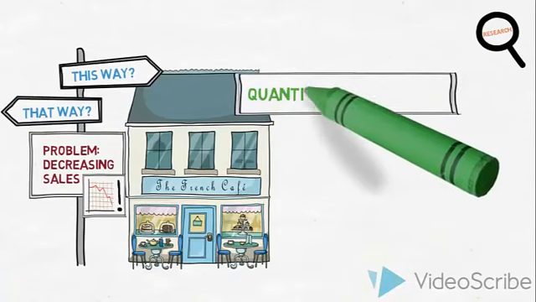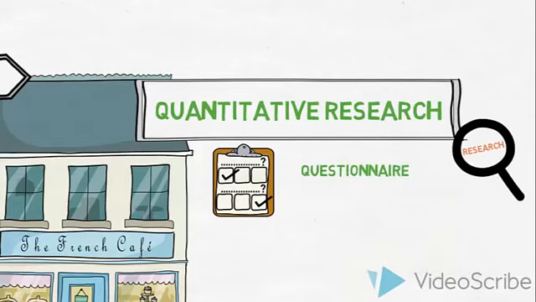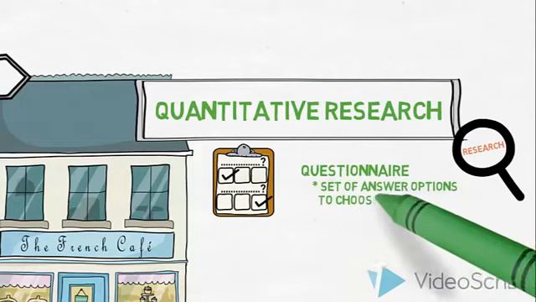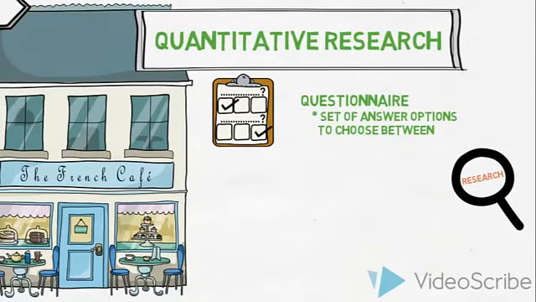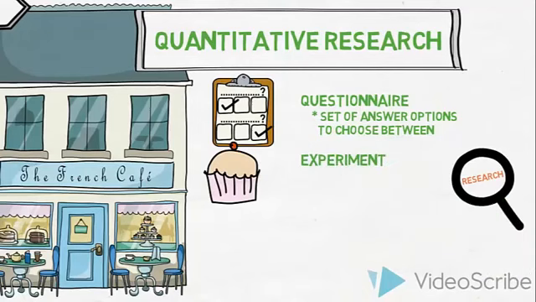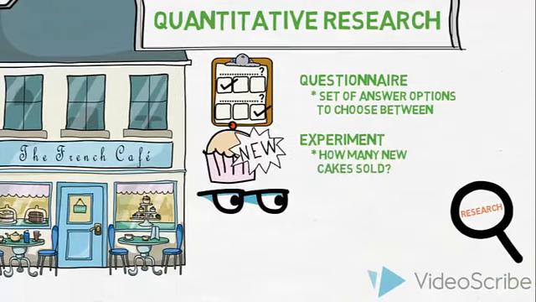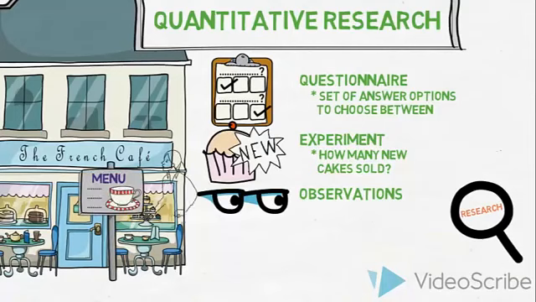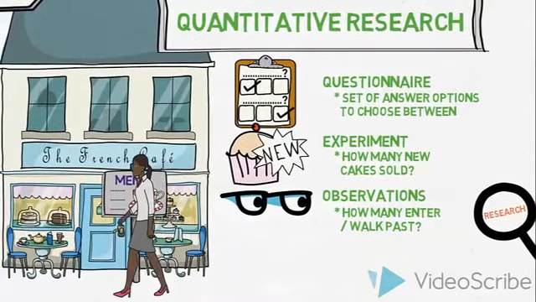Now let us introduce a few types of quantitative research. The French Café could design a questionnaire with a set of predefined answers for the respondents to choose between. They could, for example, ask the respondents to indicate to what extent they are satisfied or dissatisfied with the service they receive in the café. They could also carry out an experiment where they test customers' reaction to the launch of a new cake and measure how many new cakes are sold. And they could carry out a structured observation, for example, counting how many customers stop to look at the menu outside the café and how many of those choose to enter the café or to walk away.